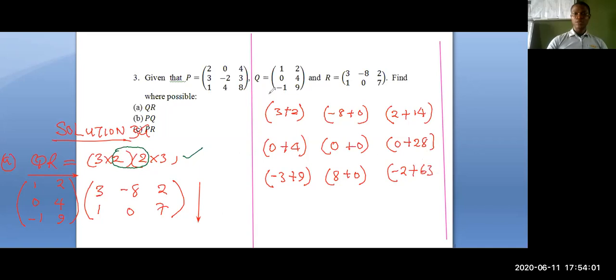All right. And of course, don't forget to enclose the answer in a parenthesis or square bracket because it is a matrix at limit. Finally, you now simplify. You have 5. Okay, this will give you minus 8. All right, this will give us 16. And this will give us 4. This will give us 0. This will give us 28.